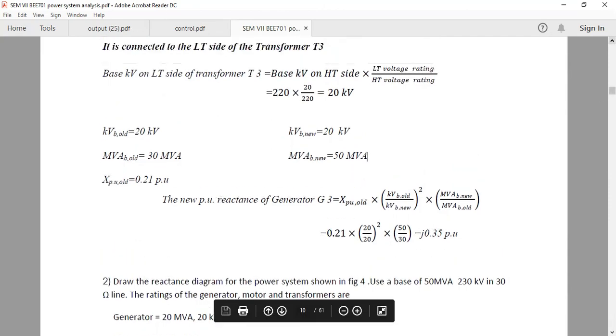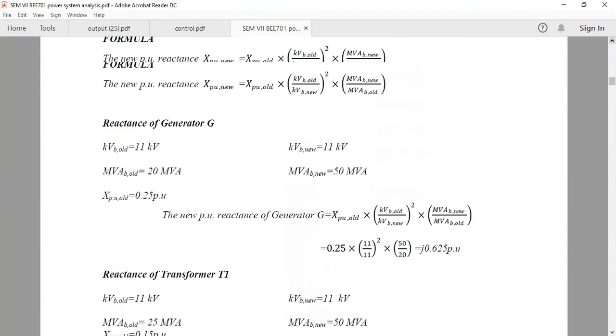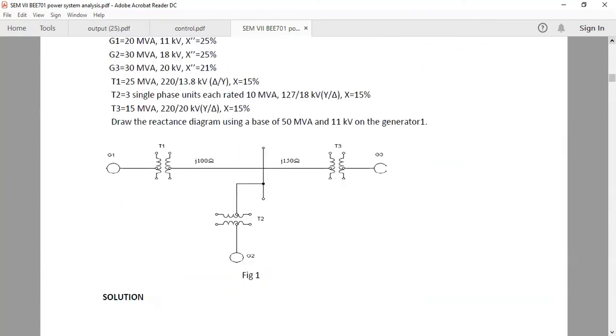So with the values we got with respect to the new base, in terms of voltage as well as kV, we can draw the reactance diagram of the given system, which we can utilize for further analysis. Thank you.